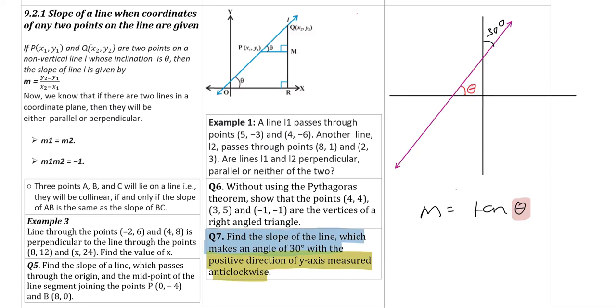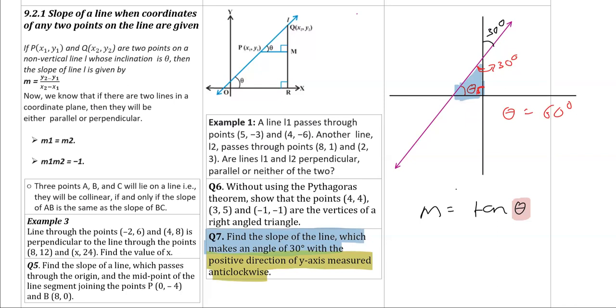So for that, we'll consider this triangle only and apply the angle sum property. Now, as you know, by vertically opposite angles, this angle will also be 30 degree, and this angle is 90 degree, because the x and y axis are perpendicular to each other. So by applying angle sum property, as you know, the sum of three angles of a triangle is 180 degrees. So the theta is 60 degree.